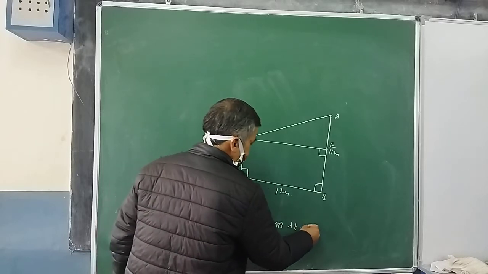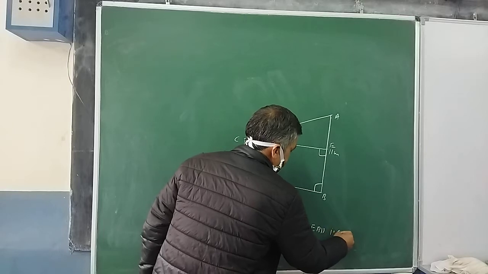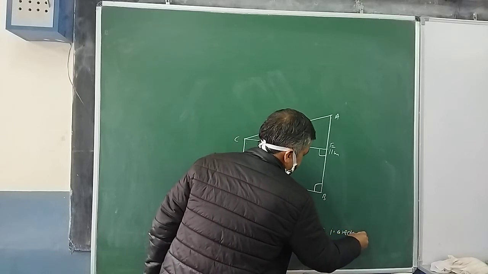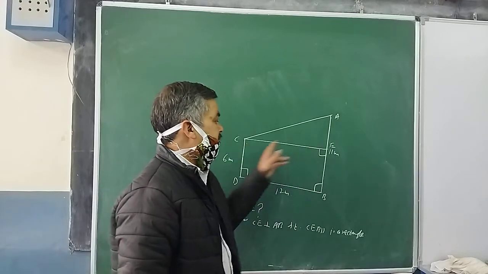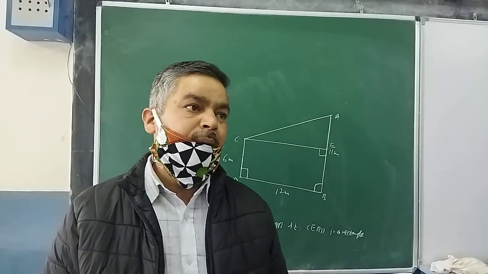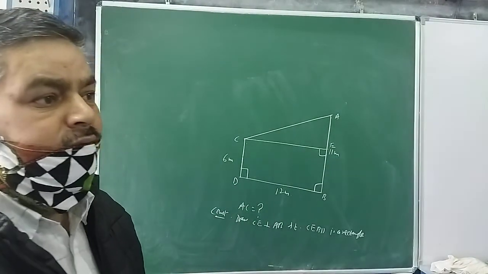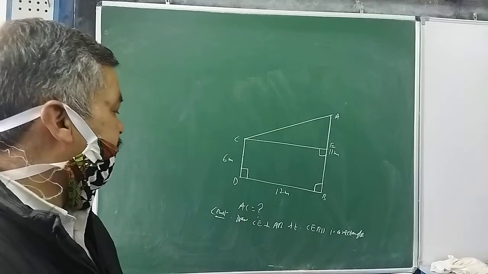CEBD is a rectangle. Why did I call it a rectangle? Because all four vertex angles I am getting are 90 degrees. This can be a parallelogram also. So a parallelogram with vertex angle of 90 degrees is always a rectangle. So that's why I called it a rectangle.